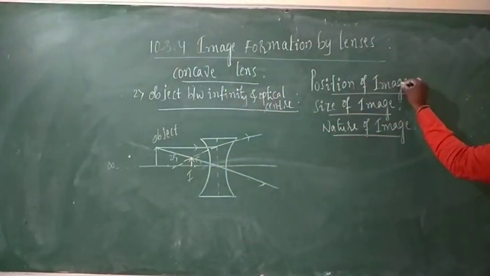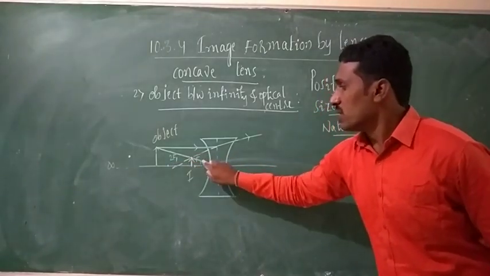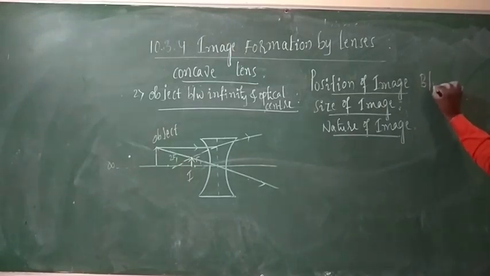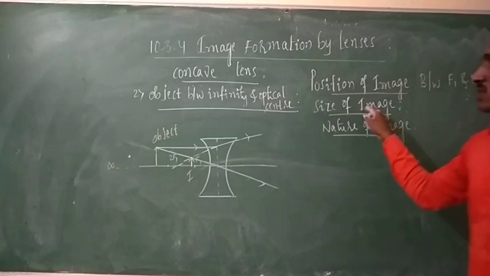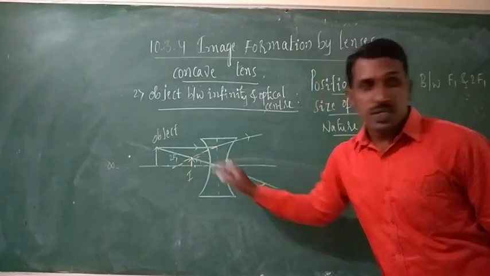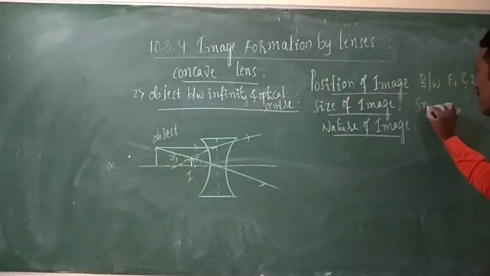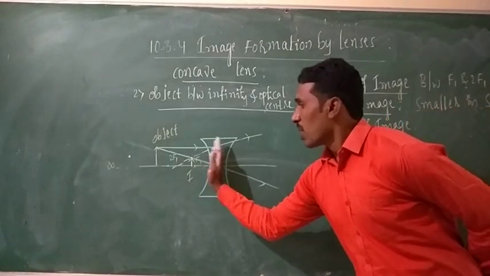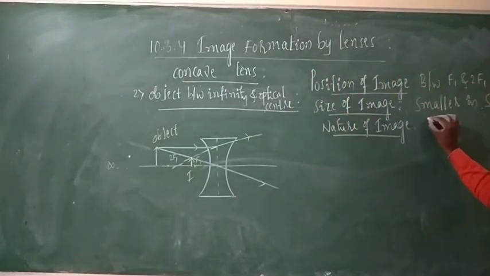Okay. What is the position of the image here? This is 2f1, this is f1. The image is formed between f1 and 2f1. Size of the image. This is object, this is image. The image is smaller in size. What about nature? Since the image is formed on the same side of the lens, it is called a virtual and direct image.